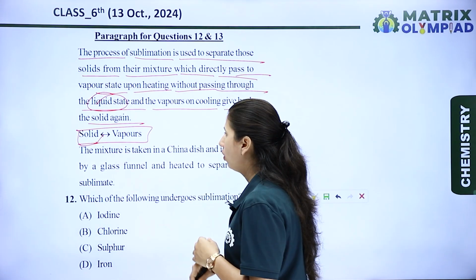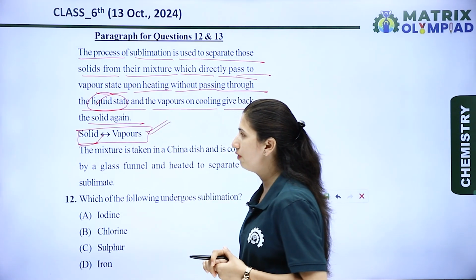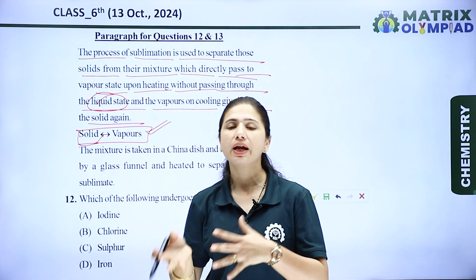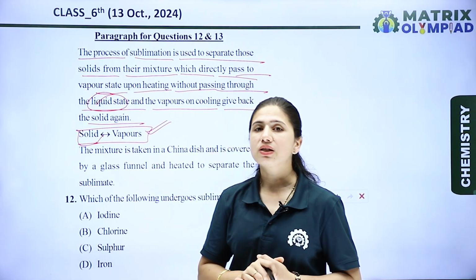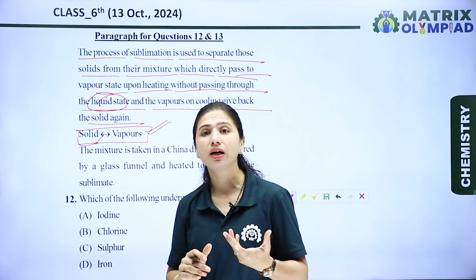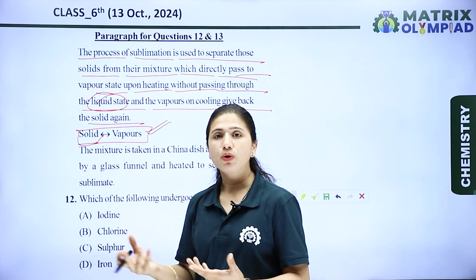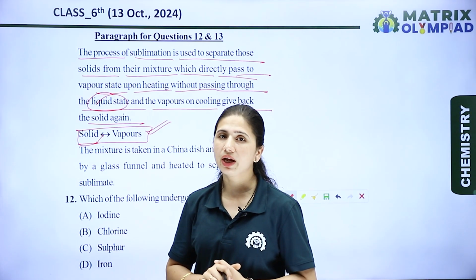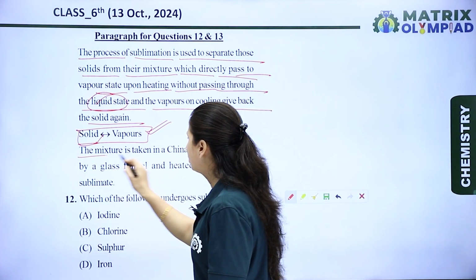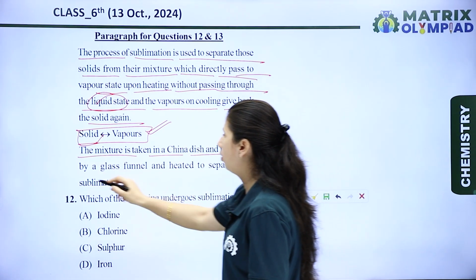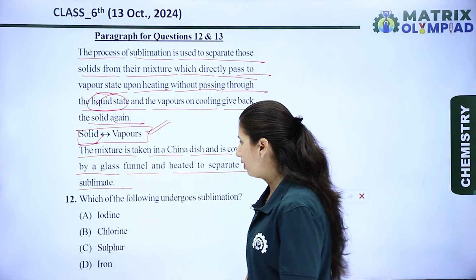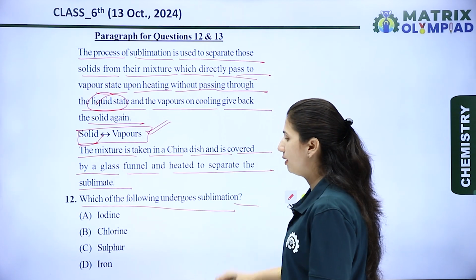Okay, and the compounds in which solid substances directly convert into vapor phase and vapor phase converts directly into solid phase, those substances are known as sublimable substances. And the examples of those substances are camphor, ammonium chloride, iodine, and naphthalene. These are the examples of this type of substances. Now the mixture is taken in a china dish and is covered by a glass funnel and heated to separate the sublimate.